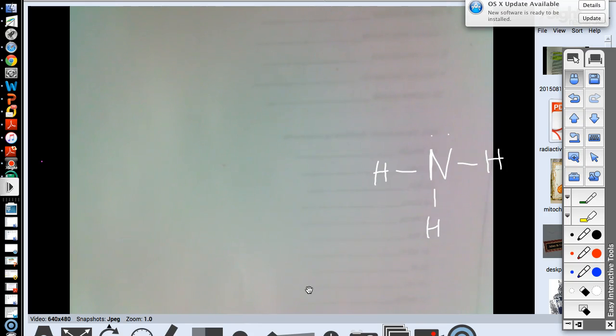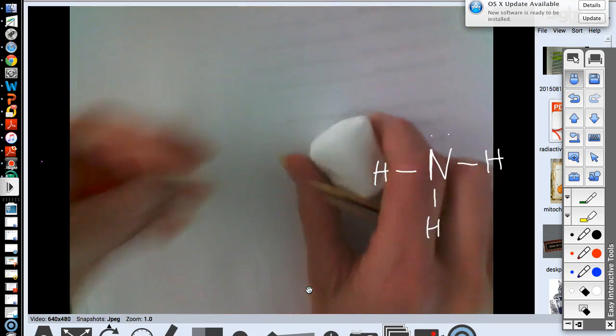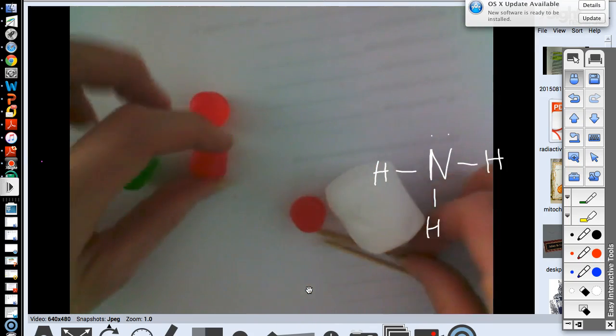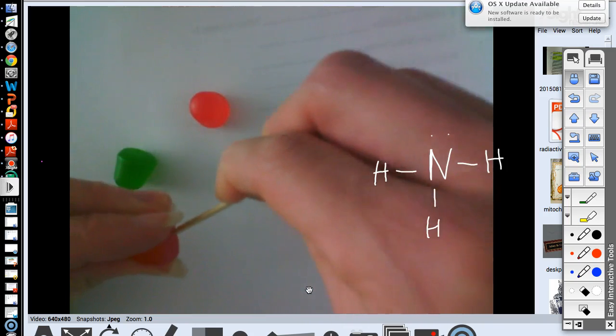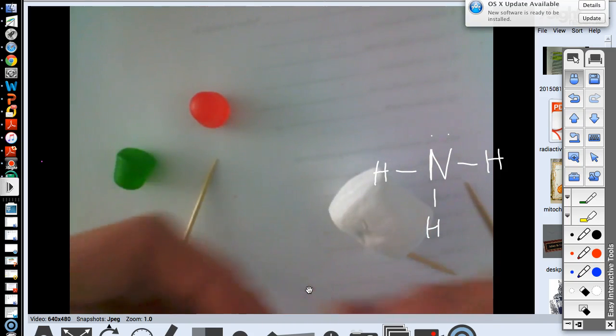So you're gonna build a tripod just like you did last time. The bond angle is a little bit different. I'll show you that in a second. So get your tripod going, just like last time.